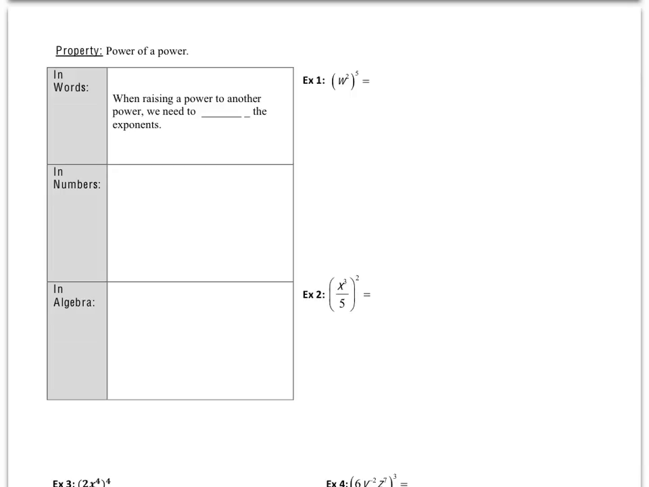Alrighty, let's go over the power of a power rule. When raising a power to another power, what do we need to do with the exponents? Well, we saw on the last page, we need to, and you guys should have a lot more room than me, I'm going to write it down here. We need to multiply the exponents. Okay? So let's look at this first one.